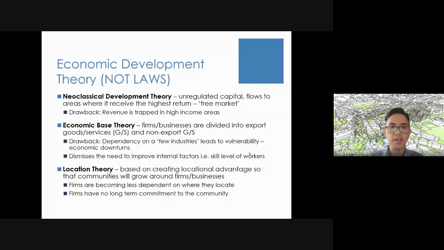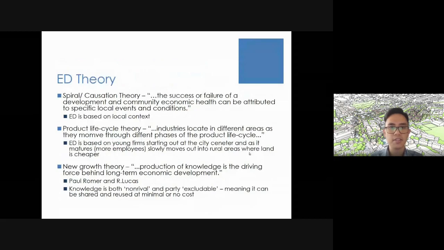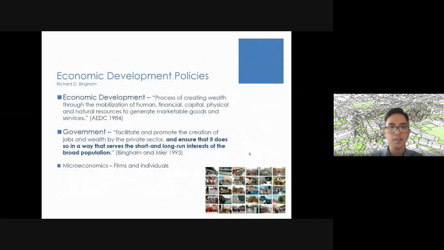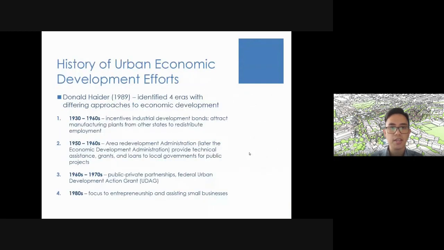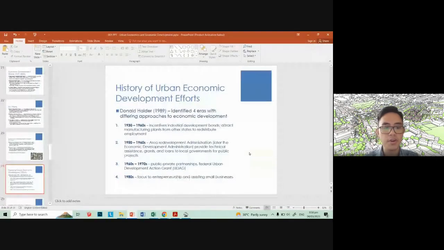So we have the theories. We already talked about this. Okay, we talked about this. And then international efforts. So this is more of a US-based history of economic development efforts. I think we already talked about this. No, this is new. This will be for our next reading.